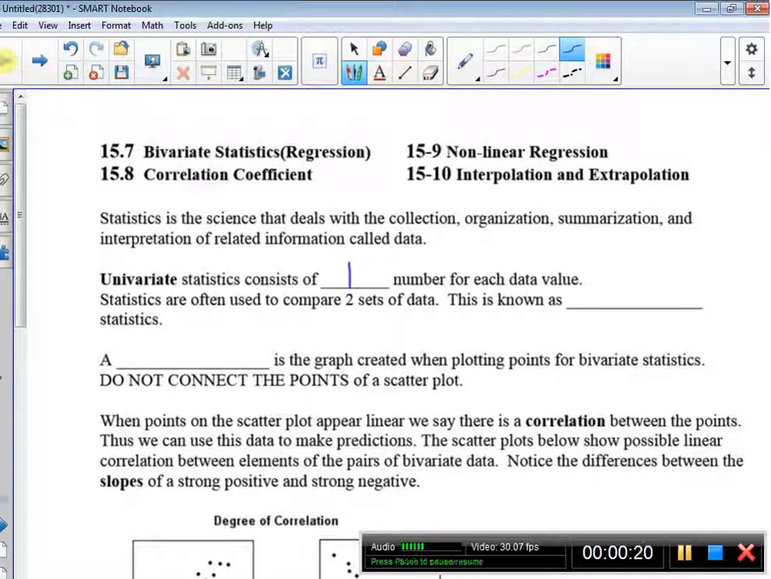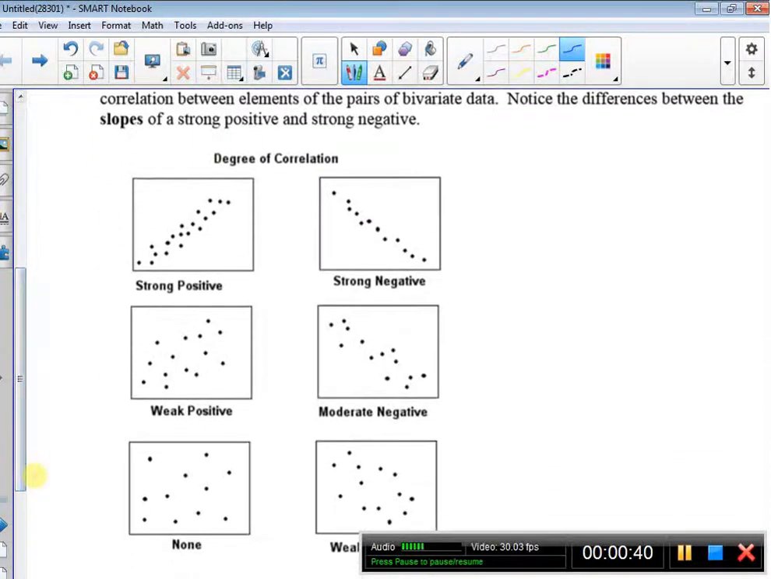Statistics, though, often use two sets of data to compare, and this is known as bivariate. A scatter plot is the graph created when plotting points for bivariate data. Do not connect the points. We'll talk about that in a bit.